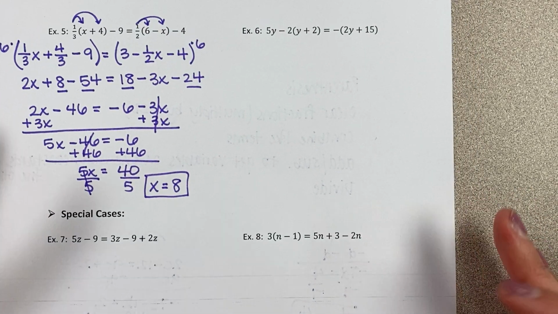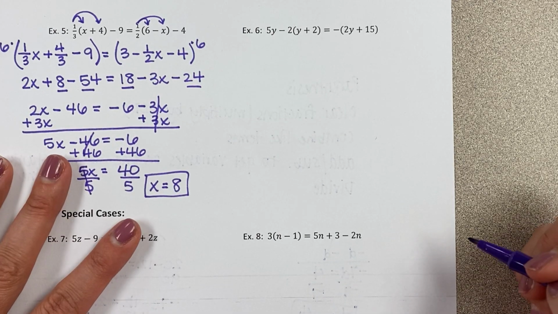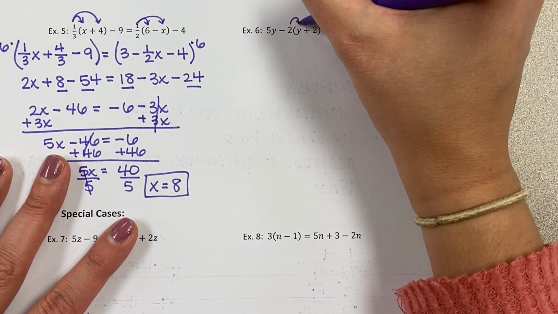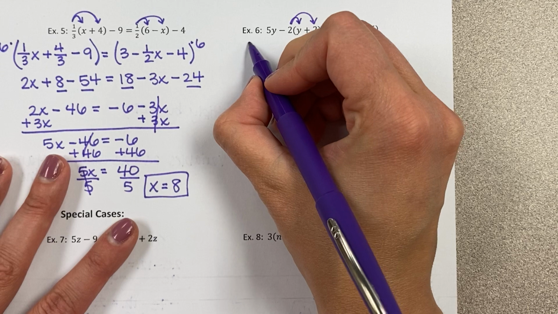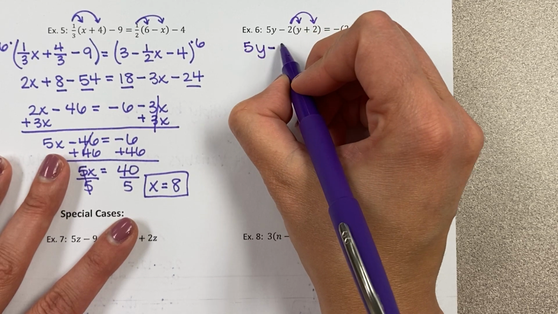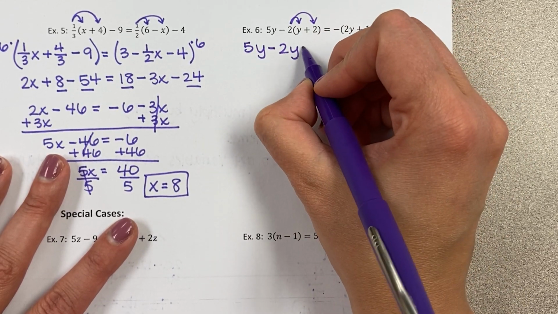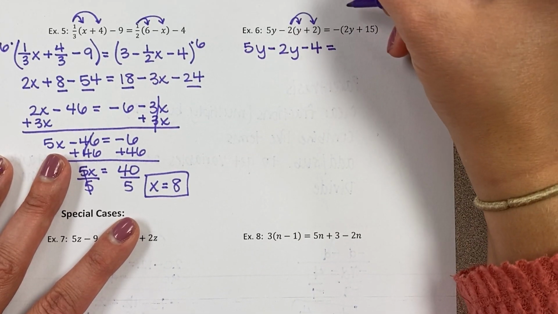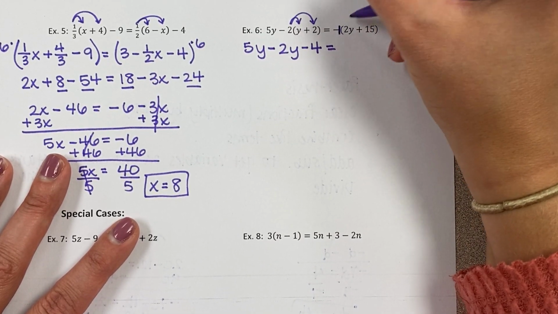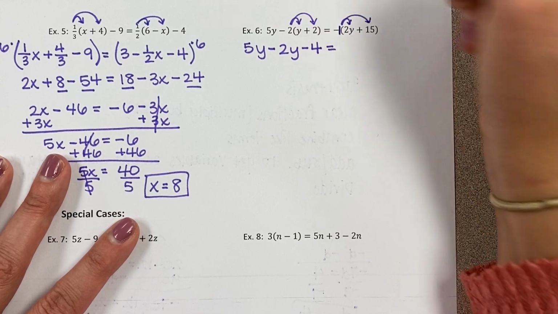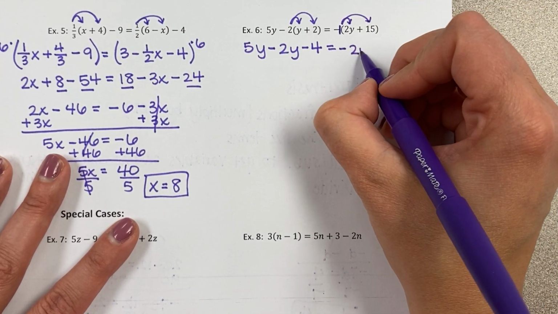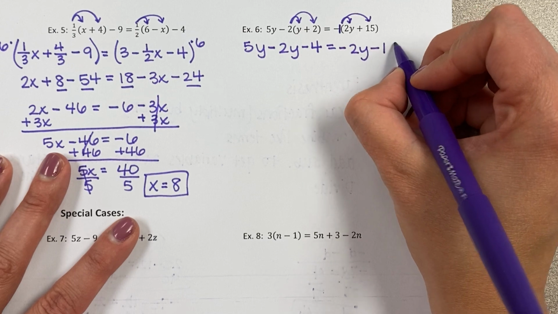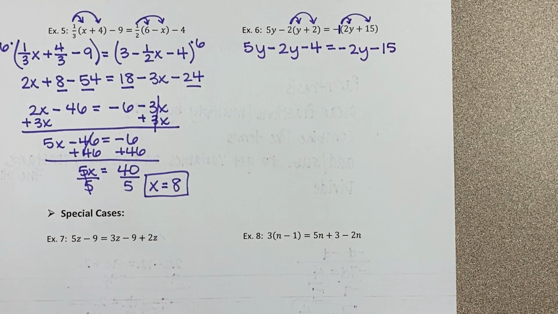All right, example 6. I see parentheses, so the first thing I'm going to do is distribute. So we have 5y minus 2y minus 4 equals, now here, this is a -1. We have to distribute that. So we get -2y minus 15. Gotta be careful with that.